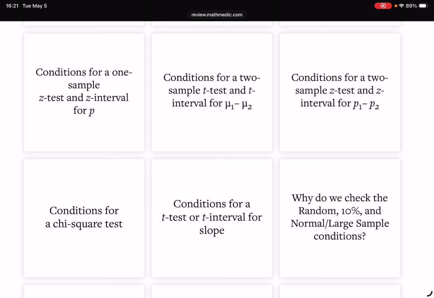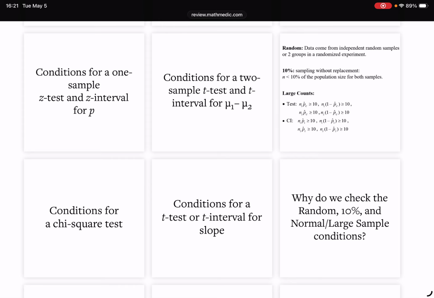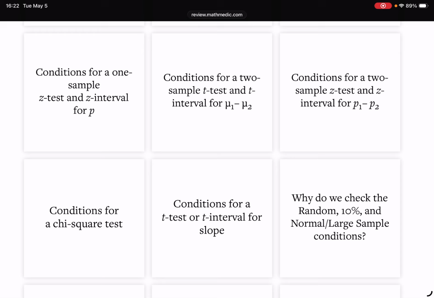Conditions for a two sample z-test and z-interval for p1 minus p2. Same exact thing, you're just checking for both samples. So random for both samples, 10% condition for both samples, and then large counts condition for both samples. Okay, remember if any of these conditions are not met, you need to make sure in the conclusion to say proceed with caution.